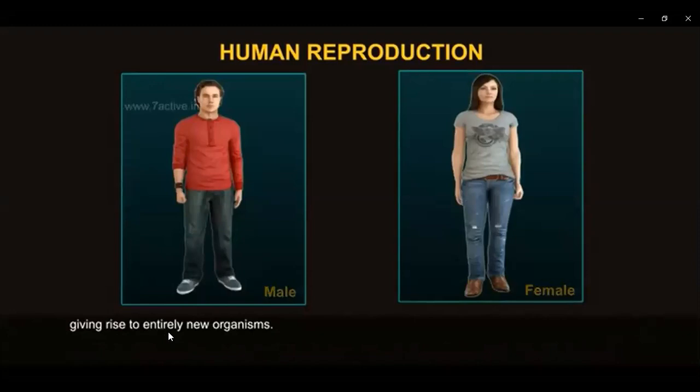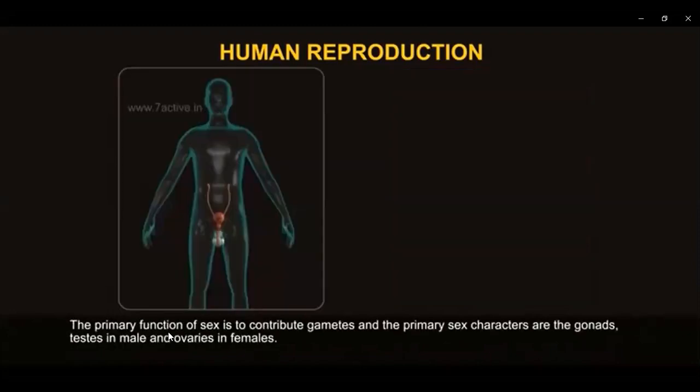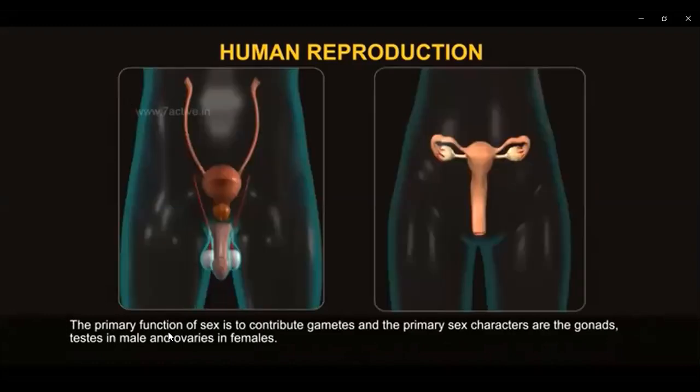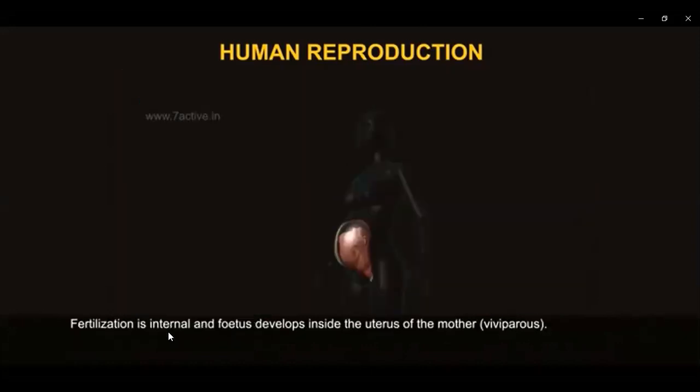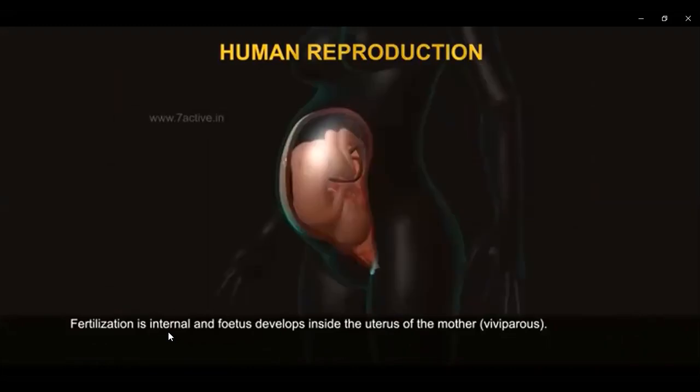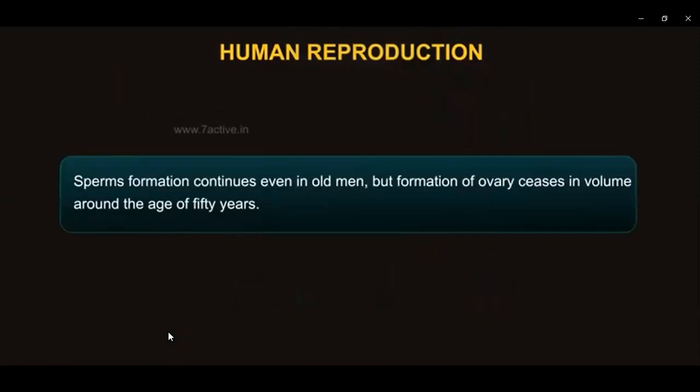The primary function of sex is to contribute gametes, and the primary sex characters are the gonads, testes in males and ovaries in females. Fertilization is internal and the fetus develops inside the uterus of the mother, viviparous. Female reproductive ability ends around the age of 50 years.